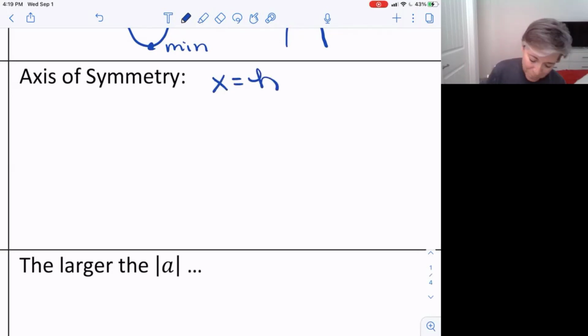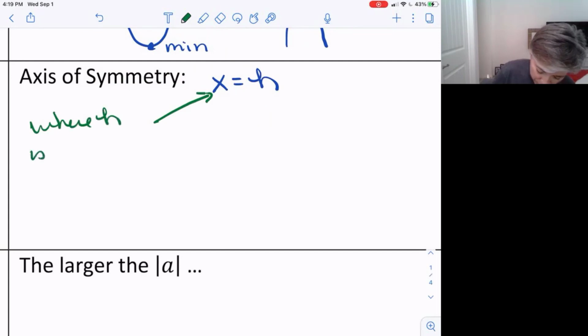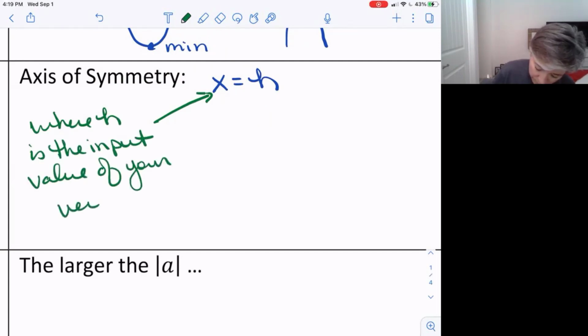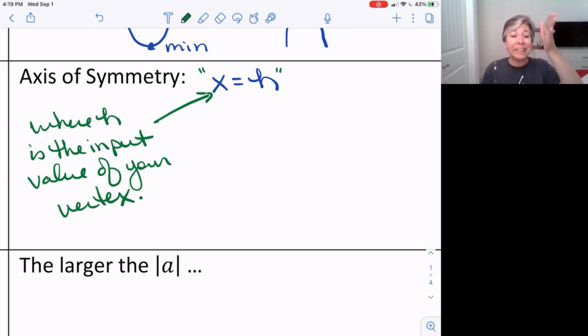Simple enough, right? You can write yourself a note where h is the input value of your vertex. So once you find your vertex, you can always find the axis of symmetry. Just be sure you have the x equals, because it is an imaginary line, so it needs to be the equation of a line.